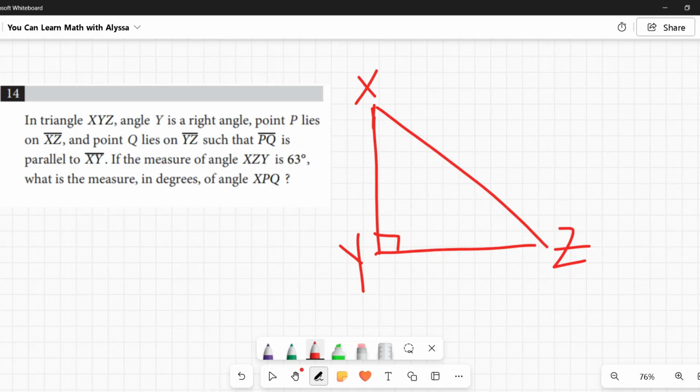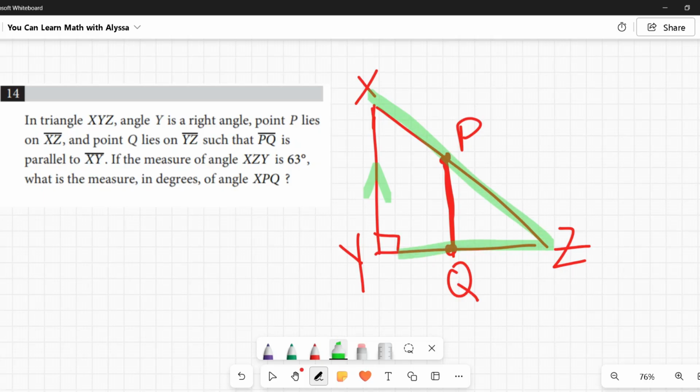All right, so now we have X, Y, Z, and angle Y is the right angle. Okay, I've got that. Point P lies on XZ. Okay, so point P is on XZ. And point Q lies on YZ such that PQ is parallel to XY. So it's a line, it's going to be parallel to this one. It's going to be going down. And this point down here is point Q.